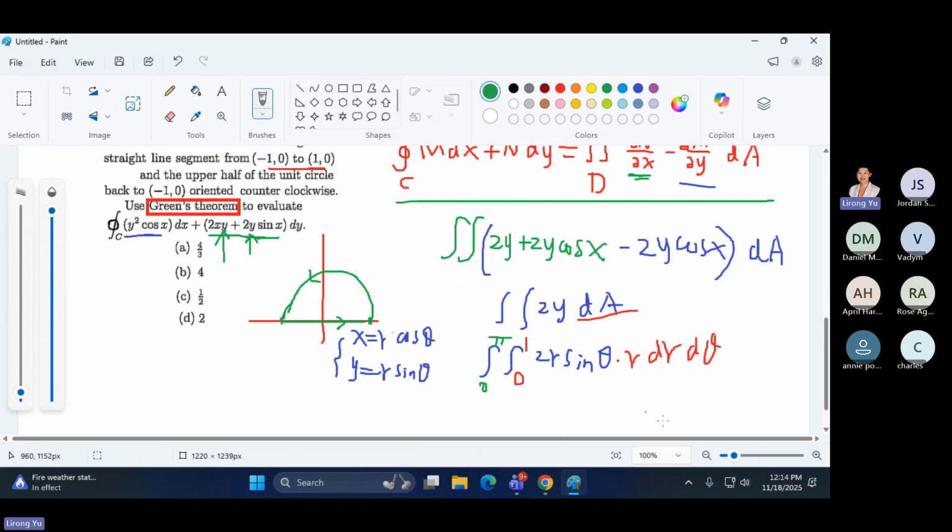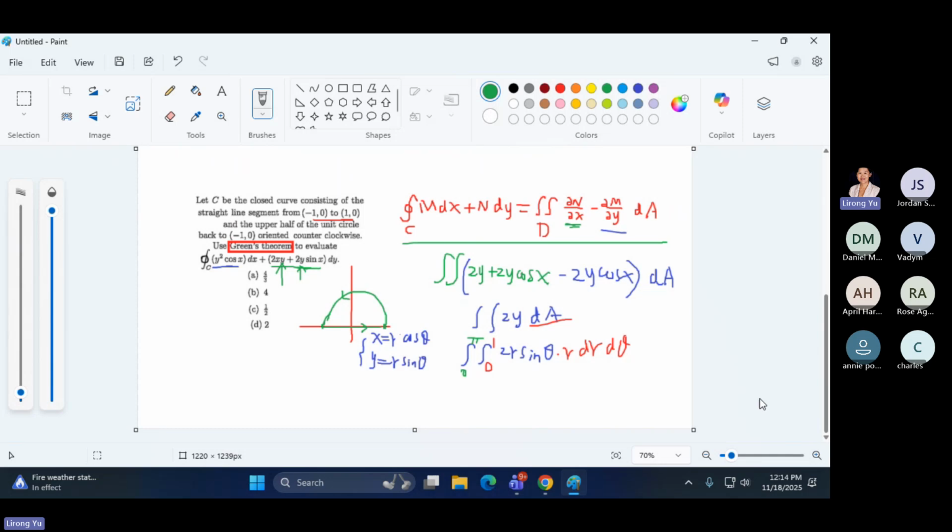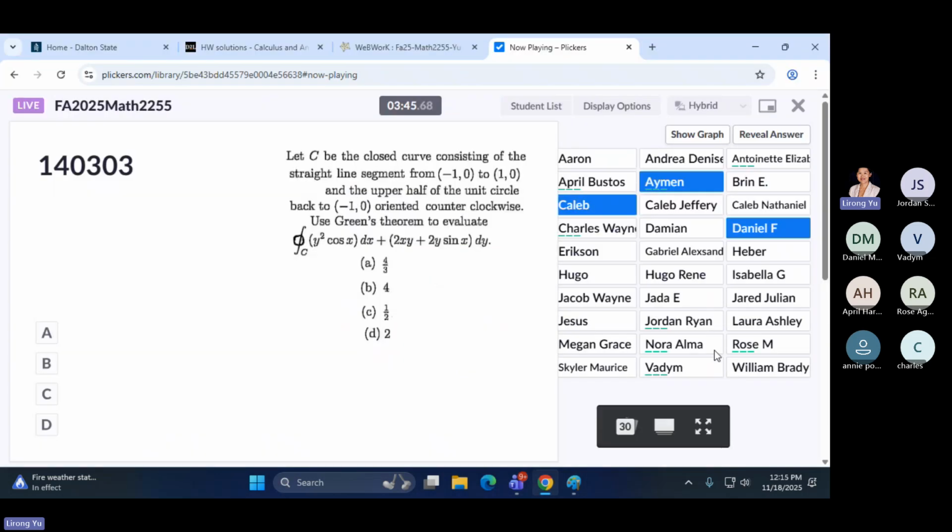Now we've finished identifying the appropriate setup. I assume we are able to separate the variables and finish the calculation. We integrate theta from 0 to pi of sine theta, and then r from 0 to 1 of r squared dr. Let's see if you already have the answer.